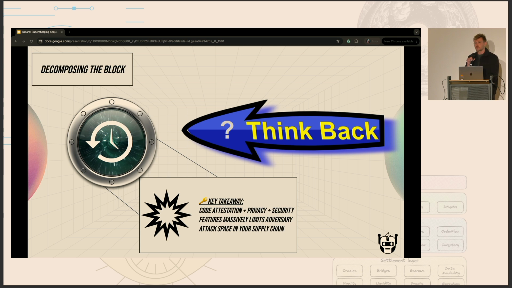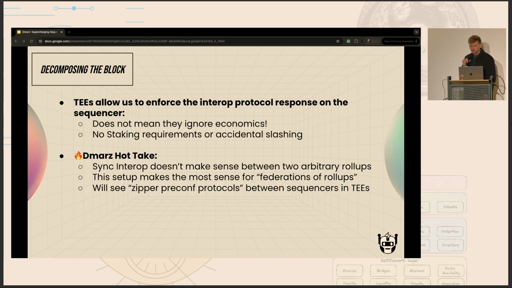So I think one of the key points I want to make here is that if you think back to what I was talking about with the features and functionalities that the preconfs offer, that is code attestation, privacy, and security, which allow us to massively limit the adversary's attack space. So basically, if we run these different sequencers in a TEE, we can be sure that they're using block production rules that enforce the interop protocol response on the sequencer's side.